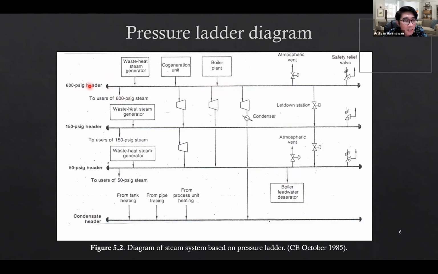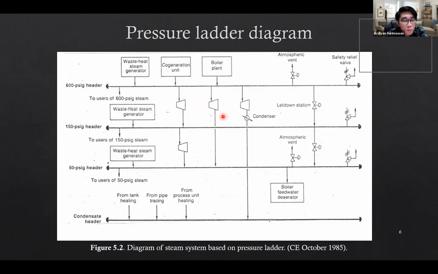So it's not like each steam header is provided by one boiler. It's not practical. The practical one is like this. All the steam producer units should be able to provide steam with the maximum characteristic of steam required at that plant. And then the steam will be used by the subsequent equipment.